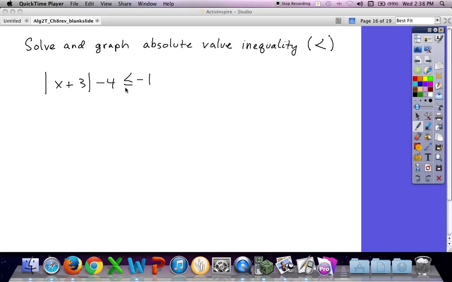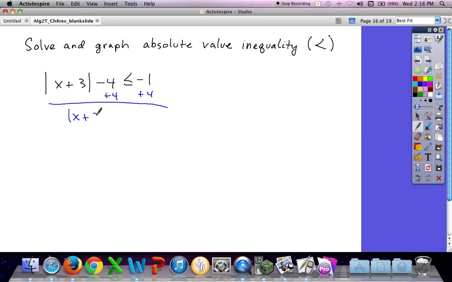This is an absolute value less than. Whether it's less than or equal to, you're going to do the same thing. But if you remember, the first step to solving any absolute value equation or inequality is to isolate, just like it is with logarithms and exponentials. How do I isolate the absolute value? Add 4, right? Add 4, add 4. So now we have the absolute value of x plus 3 is less than or equal to 3.